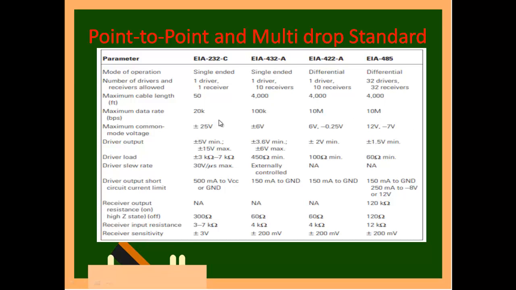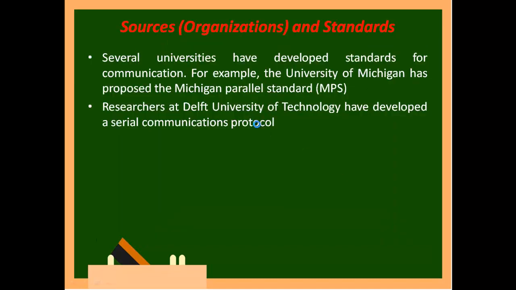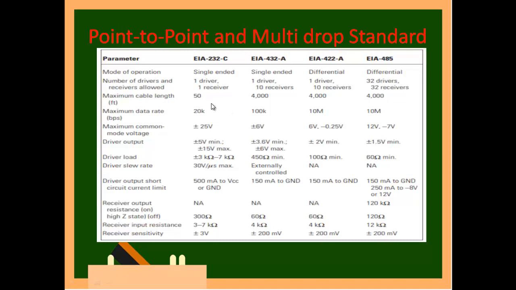This is only 20 kilobytes per second. This is 100, and this is even 10 megabits per second. Then the operating voltage range, again this is 25, 6. This is between 12 to 7 volts.